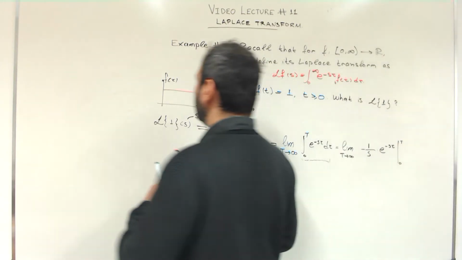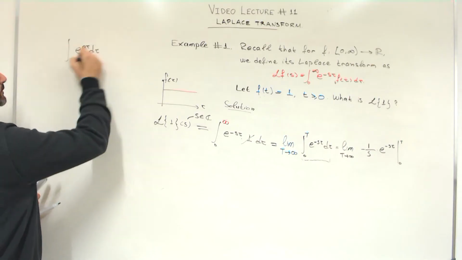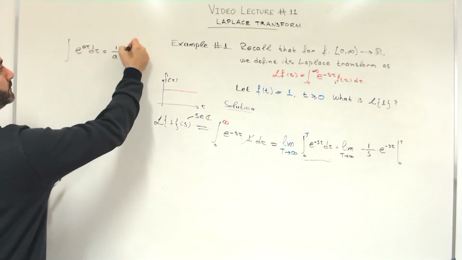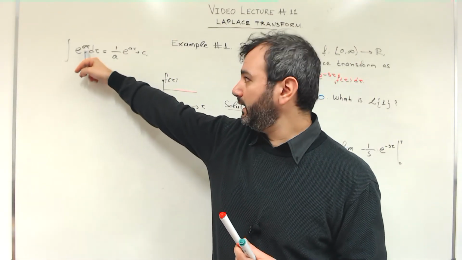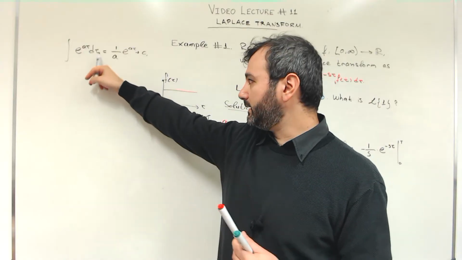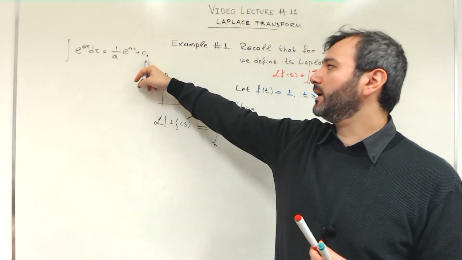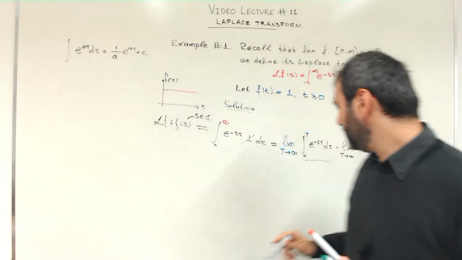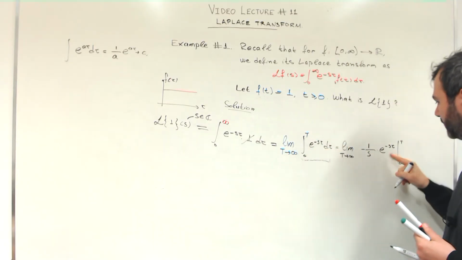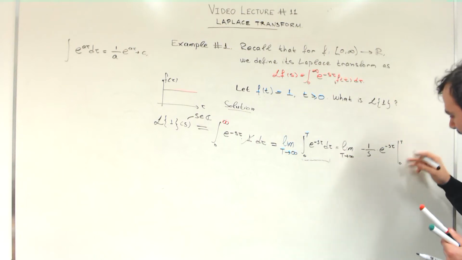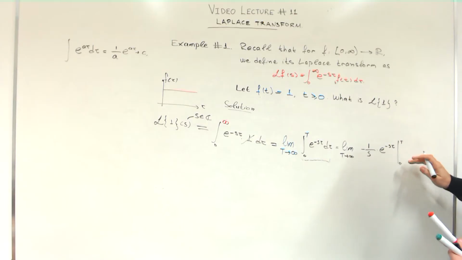Let me explain this very quickly. This is because of the following property. An antiderivative of e to the a tau d tau is 1 over a times this function plus the integration constant. Here we have a definite integral from 0 to T, so it is e to the minus s tau from 0 to T uppercase.